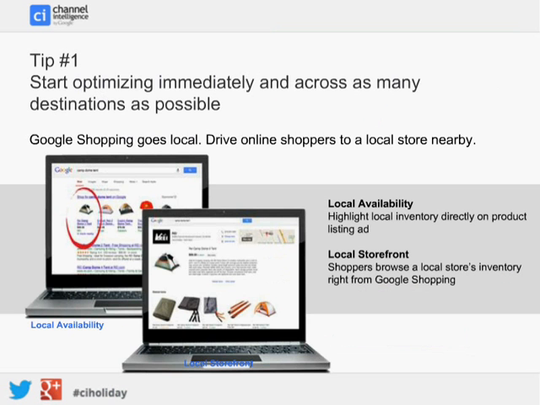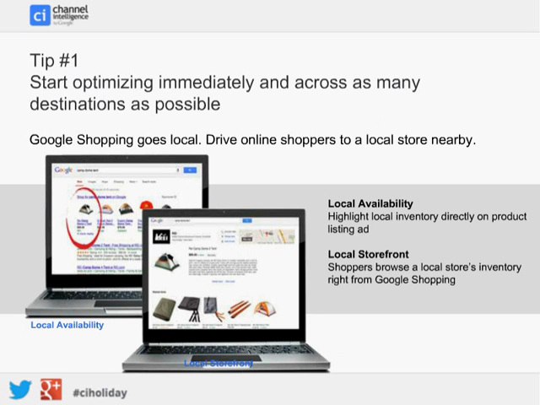We also have a few new announcements about Google Shopping. Maybe announcement is too strong of a word. These, I believe, have already been announced elsewhere. But a few reminders that Google Shopping is going local and making it easier for brick-and-mortar retailers and multi-channel retailers to drive shoppers who are looking online to a local store nearby.